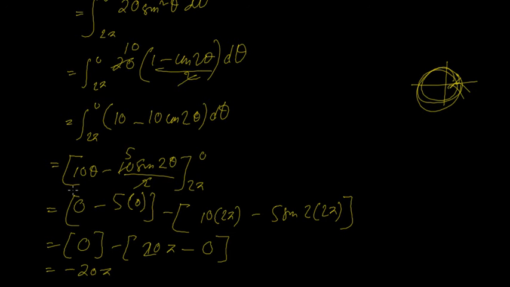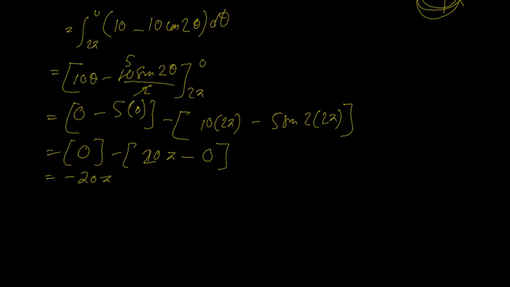Now the area shouldn't be negative, it should be positive, so I'm looking for the mistake here. Where is the mistake? I cannot find the mistake here, but anyway the answer is correct. So the answer is area equals 20 pi. So you have to do the calculation yourself here, so it should be 20 pi.